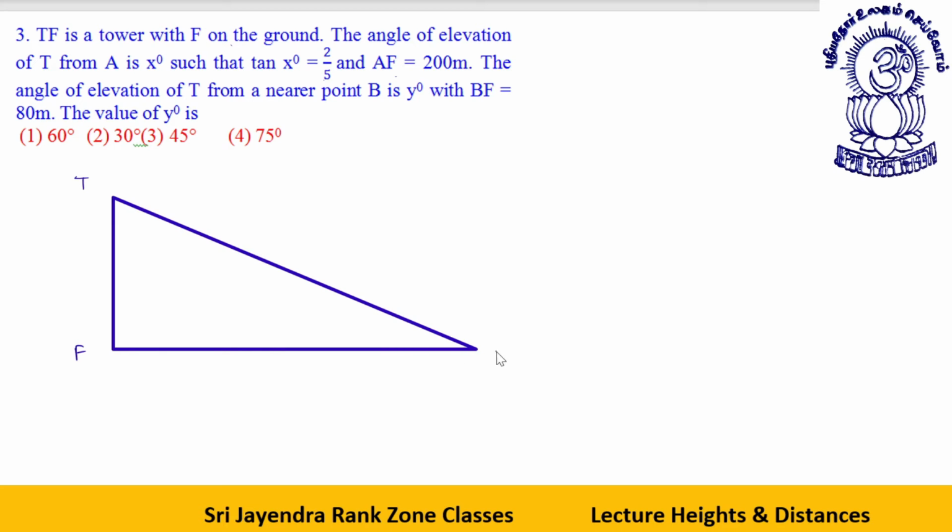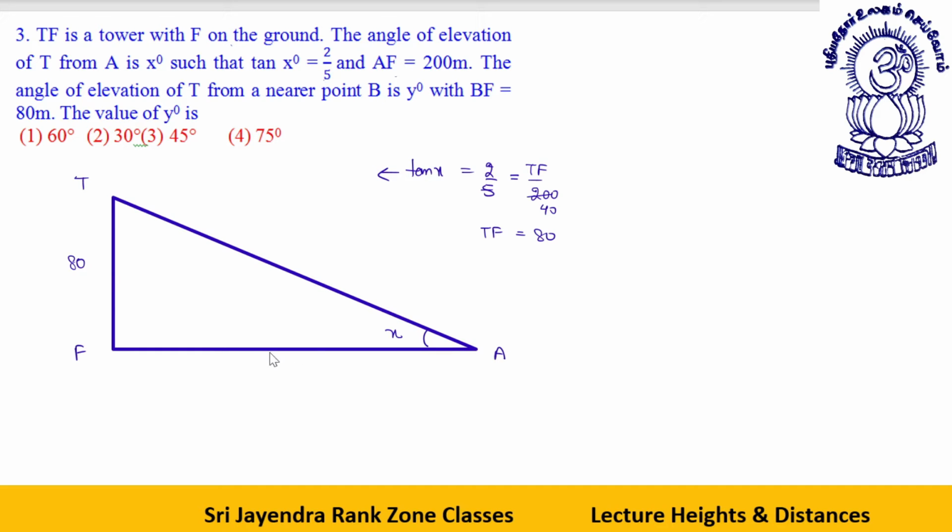Okay, see, first of all, this is a point A. Here the angle is x. You are given tan x is equal to 2 by 5. But what is tan x? Tan x is TF upon AF. AF is 200. So that means TF is what? If you cancel this, you get 40. So TF is equal to 80. Very easy. This part done.